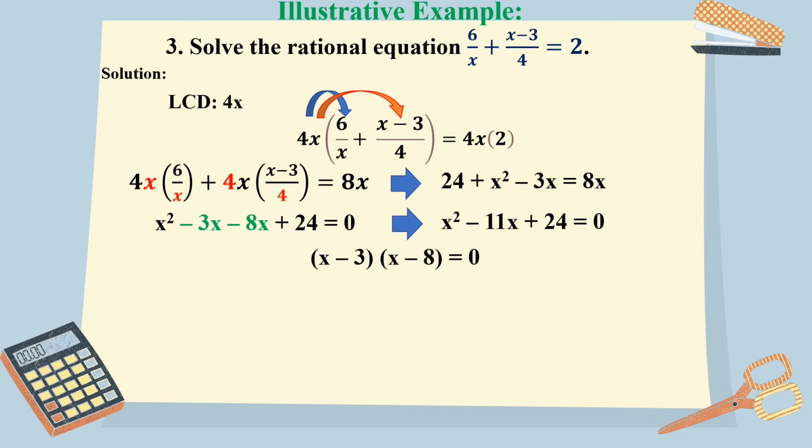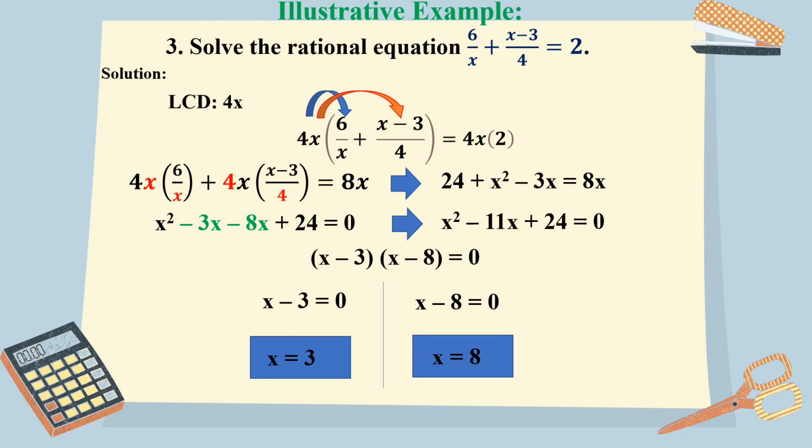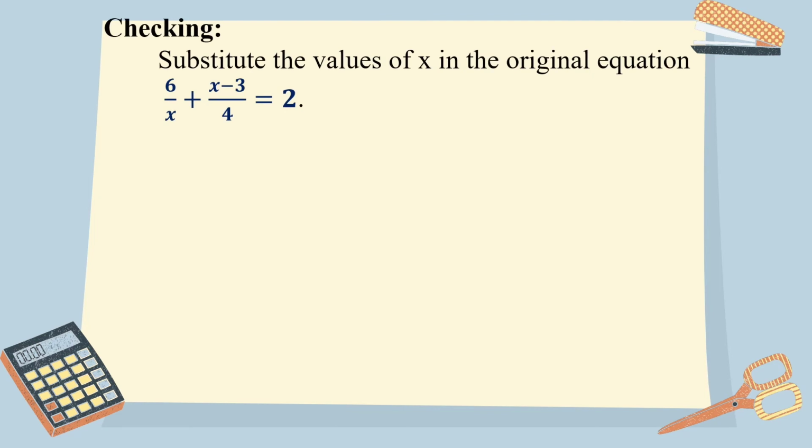The factors are quantity x minus 3 and quantity x minus 8 is equal to 0. Equate the factors to 0. X minus 3 is equal to 0 and x minus 8 is equal to 0. We now have x is equal to 3 and x is equal to 8. Now the roots are 3 and 8. Again, let's do the checking. Substitute the value of the roots to the original equation.